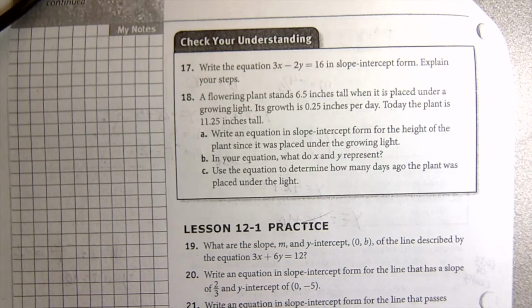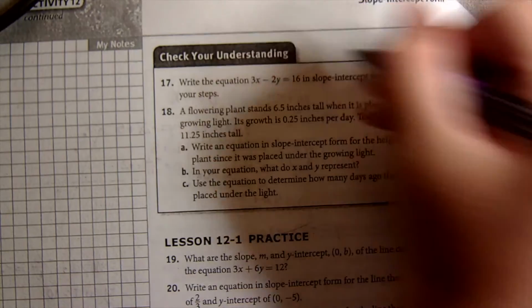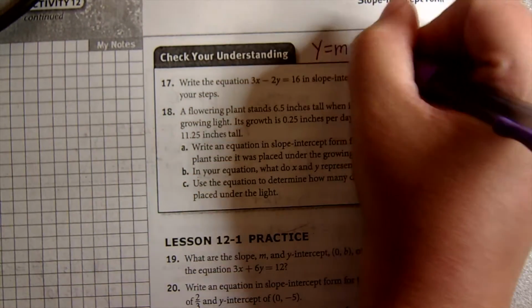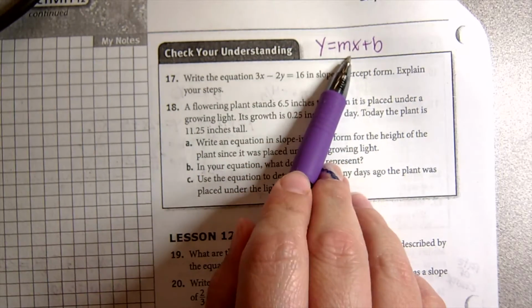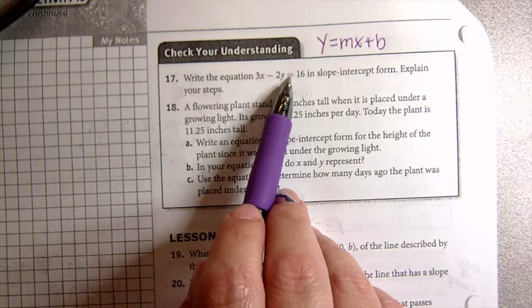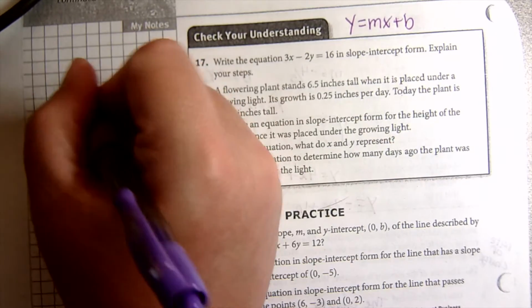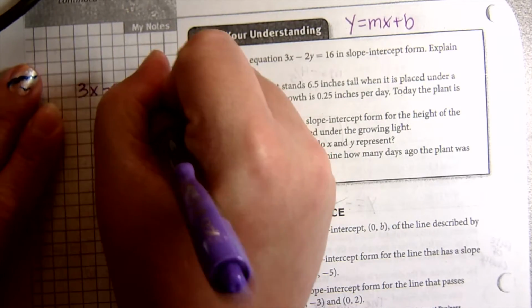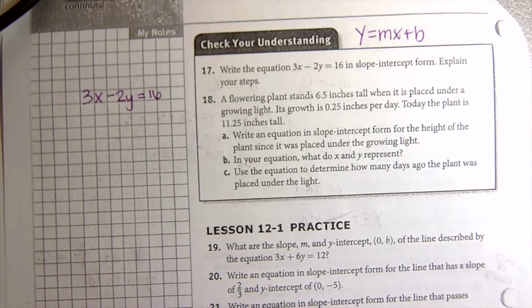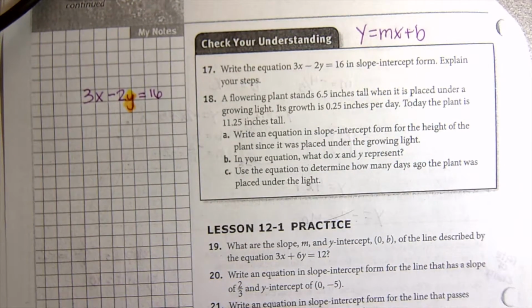Number 17 is asking you to write this equation in slope-intercept form. So what does slope-intercept form look like? Okay, so if I want this to look like this, what needs to be the only thing on the left side? Y. So if I have 3x minus 2y equals 16, this is back to those literal equations that we love so much. And we are trying to get y by itself on the left-hand side.